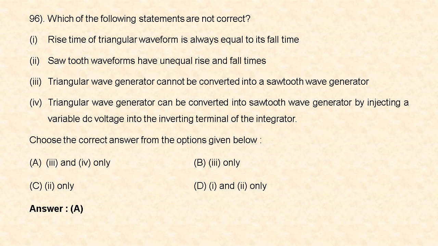Next one, triangular wave generator can be converted into sawtooth wave generator by injecting a variable DC voltage into the inverting terminal of the integrator. This statement is wrong because triangular wave generator can be converted into sawtooth wave generator by injecting a variable DC voltage into the non-inverting terminal of the integrator. So third and fourth statements are wrong. So option A is the correct answer.